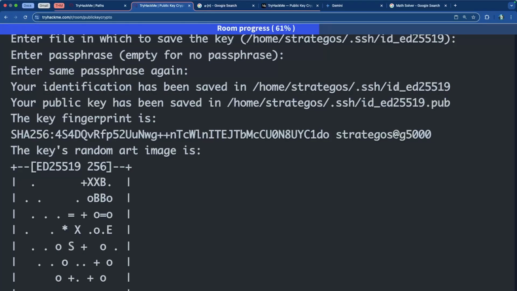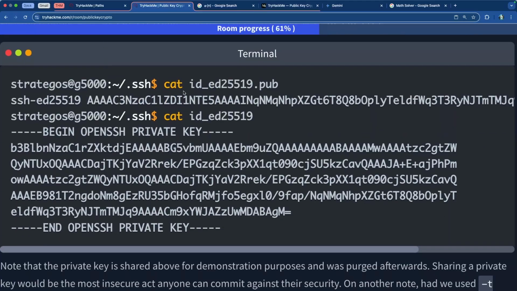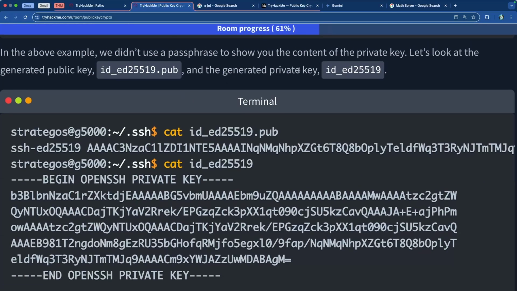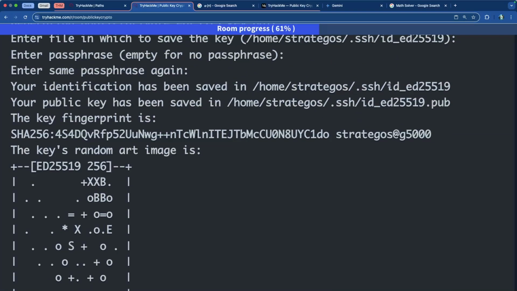So the identification has been stored here. The public key has been stored here. And then the fingerprint is there. So if we wanted to look at the public key, it would be over here, and the generated private key would be in this other location. So this is our private key.